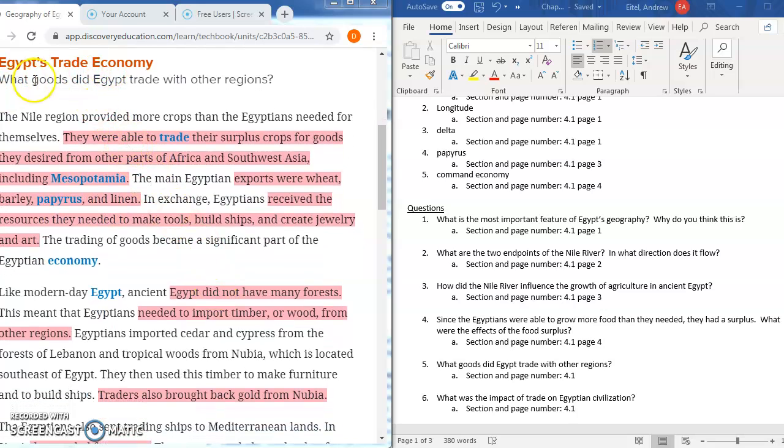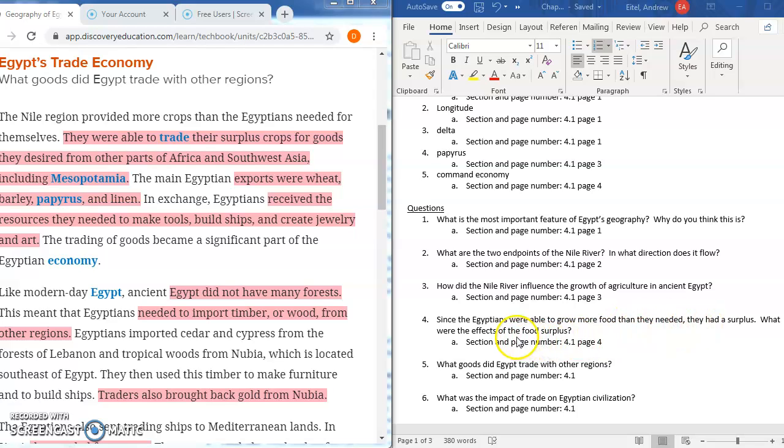Egypt's trade economy. What goods did Egypt trade with other regions? The Nile region provided more crops than the Egyptians needed for themselves. They were able to trade their surplus crops for goods they desired from other parts of Africa and Southwest Asia, including Mesopotamia. Main Egyptian exports were wheat, barley, papyrus, and linen. In exchange, Egyptians received the resources they needed to make tools, build ships, and create jewelry and art. The trading of goods became a significant part of the Egyptian economy.